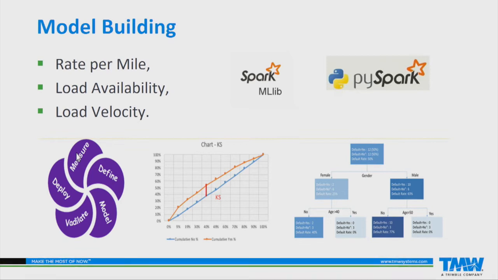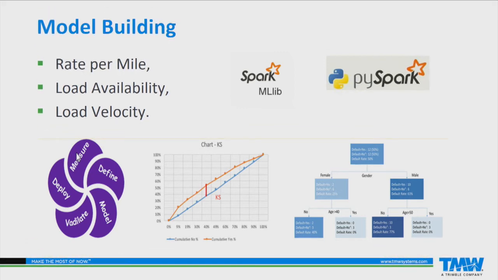Now, not everybody has the capacity to hire PhD-level guys and put them to build models on their own carriers, right? Because 97% of the carriers only have 20 trucks or less. They don't have the capacity to put data science at work. So what we decided to focus on was building models to predict rate per mile, load availability over different times across the United States, and load velocity.